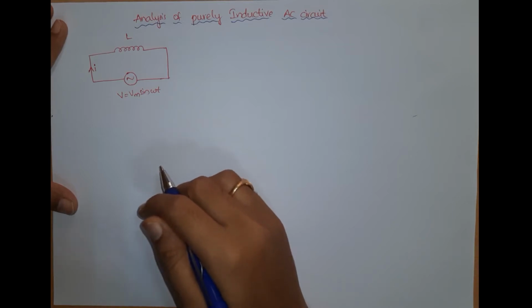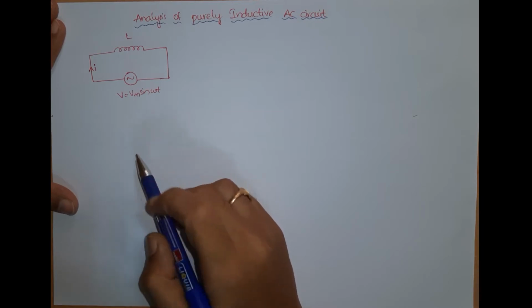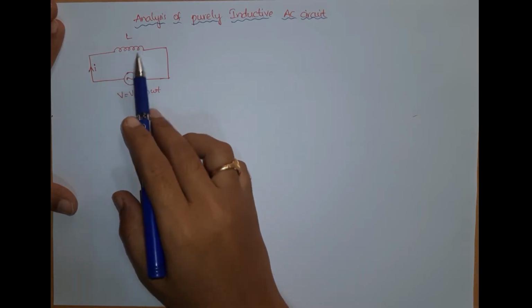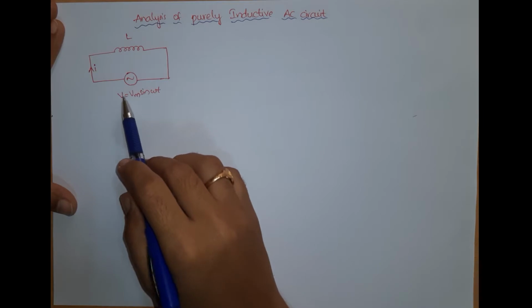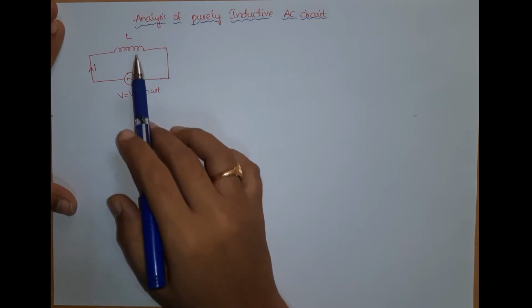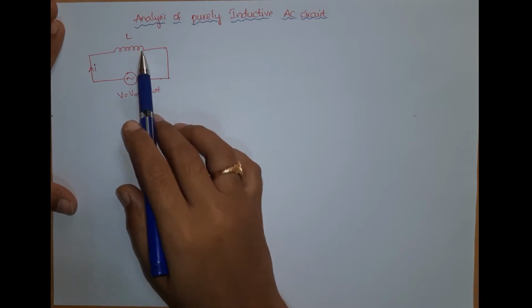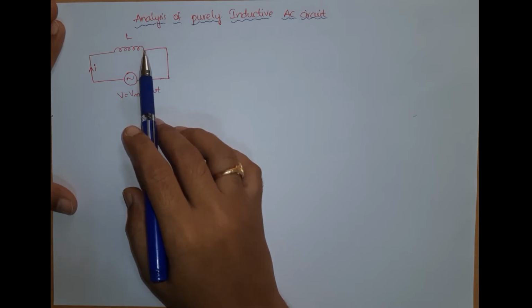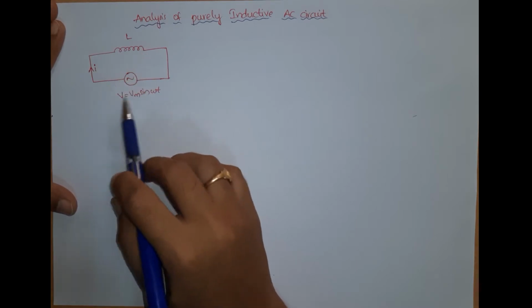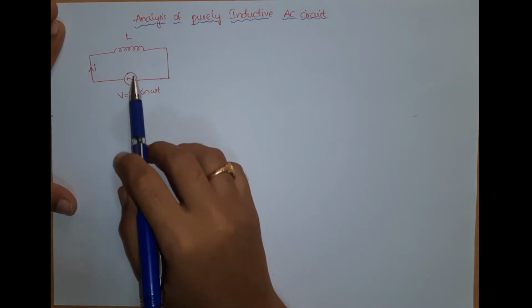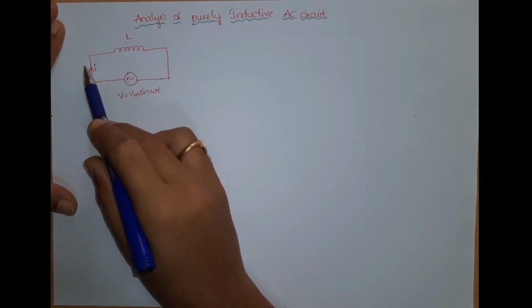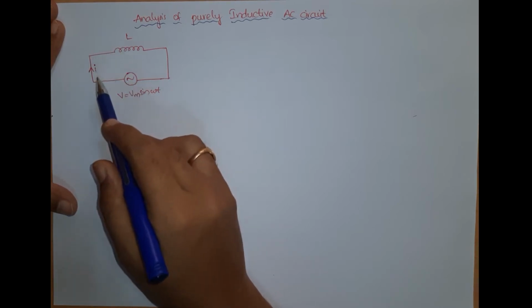Hello everyone, in this lecture let us see the analysis of purely inductive AC circuit. So here I have considered an AC circuit supplied with supply voltage V equals Vm sin omega t connected to a pure inductor. We know that as a result of the supplied voltage V, some amount of current passes through the inductor, which I have taken as I.